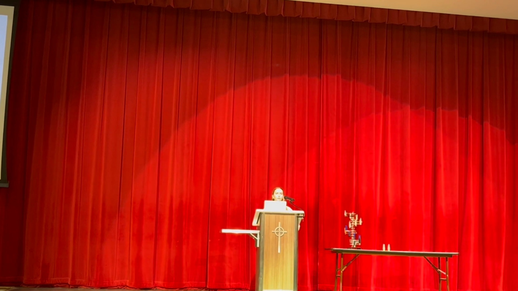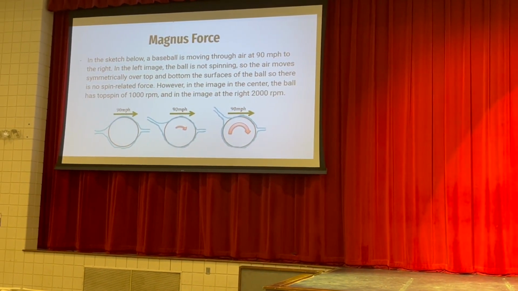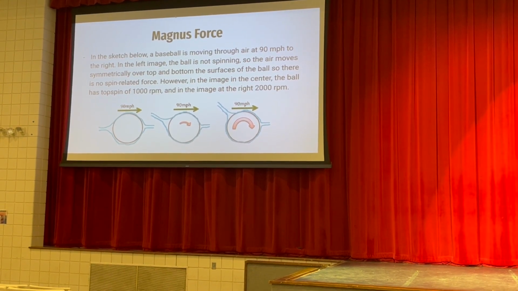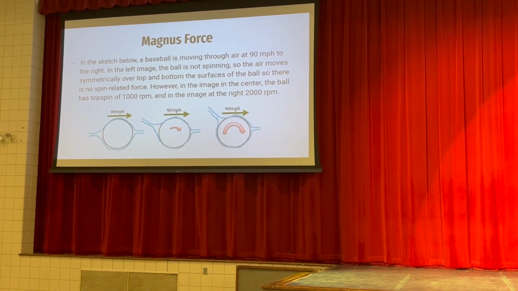So next. A really big part of softball pitching is the rise ball, and baseball just doesn't have a rise ball, and the reason for the ball rising is called the Magnus force. So you can see in the sketch that the baseball in all 3 pictures is moving at 90 miles per hour, but the one on the left has no spin. The one in the middle has spin of 1,000 RPM, and the next one has one that's more distinct.